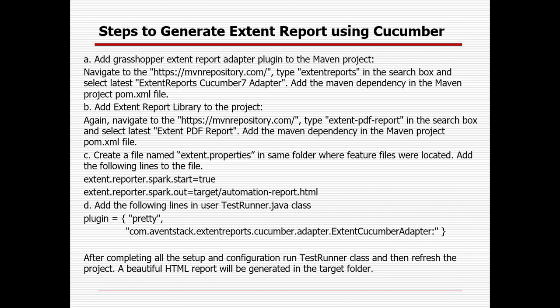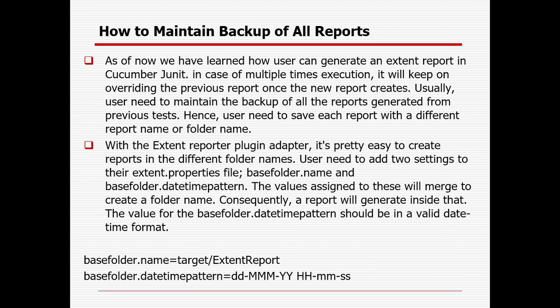But in case you want to generate multiple reports, your original report is getting replaced with the newest one. So how can you handle this? How can you maintain a backup of all the reports? So as of now, we have learned how a user can generate an extent report in Cucumber JUnit. But in case of multiple executions, it will keep on overriding the previous report once the new report is created. So usually the user needs to maintain a backup of all the reports generated from previous tests. Hence, the user needs to save each report with a different report name or folder name.